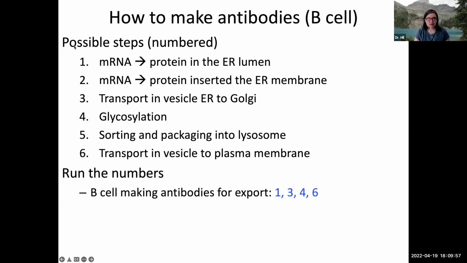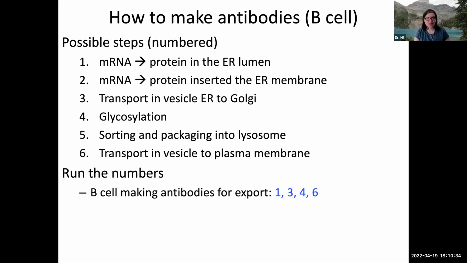So the first step is the genetic information for that antibody gene has to be made into mRNA. Of course, that happens in the nucleus. And then the translation into protein has to be completed in the ER lumen. And lumen is a word that means the inside of, or the inside fluid-filled compartment of some closed thing. So inside of the ER, in the fluidy, floaty part, we've got to put that protein inside of it. Now there's a protein inside the ER lumen, and you want it outside the cell. So what do you do next?